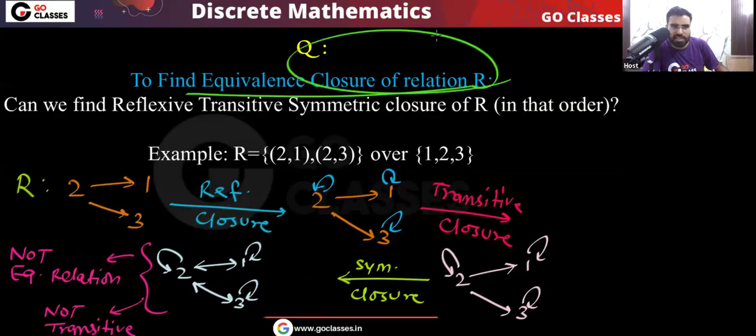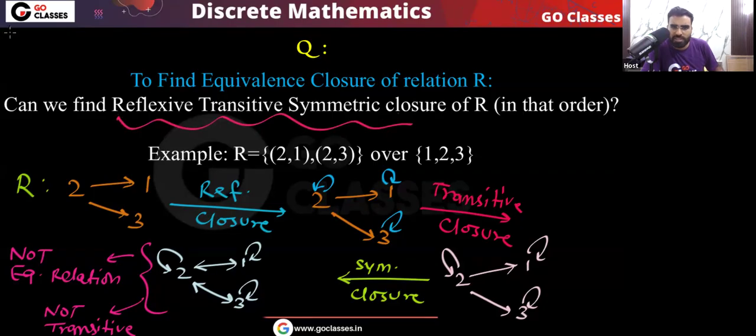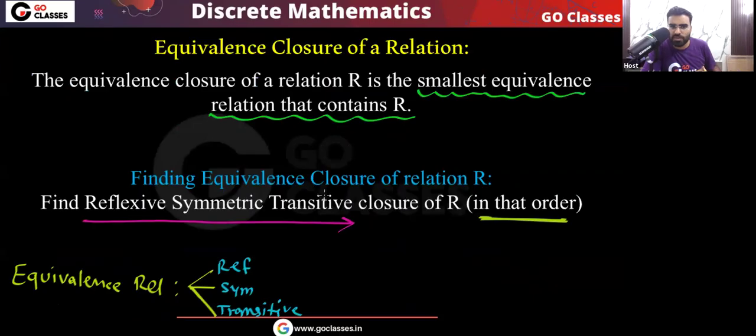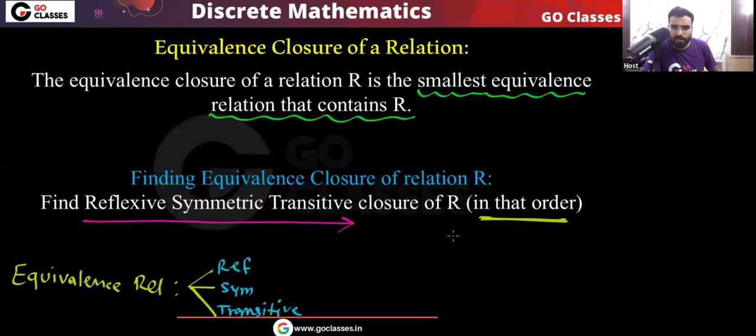Because what is equivalence closure of relation R? Equivalence closure of relation R is the smallest equivalence relation containing R. Okay, yes or no? So I hope you understood that we cannot just randomly do these operations in any order. If you want to find equivalence closure of relation R, then first you need to find reflexive closure, then symmetric closure, then transitive closure. In this order you must do.